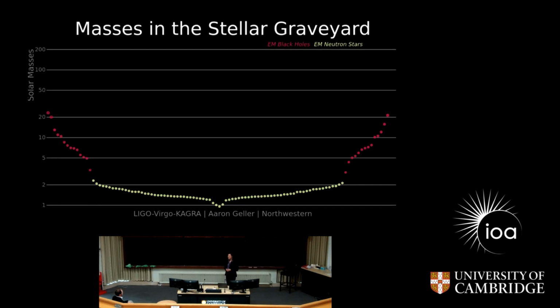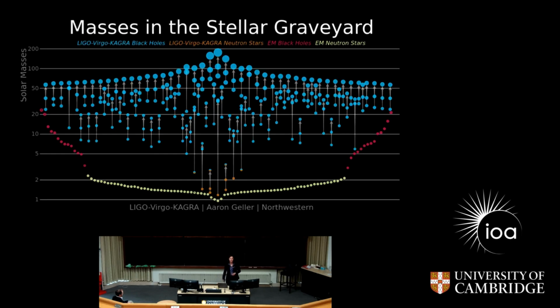So, as you all know, before something like a decade ago, this was basically the whole picture of what we knew about compact objects. In red, the known black holes, mainly from X-ray studies, and in yellow, the neutron stars. And we are, of course, experiencing a revolution thanks to the observation of gravitational waves.